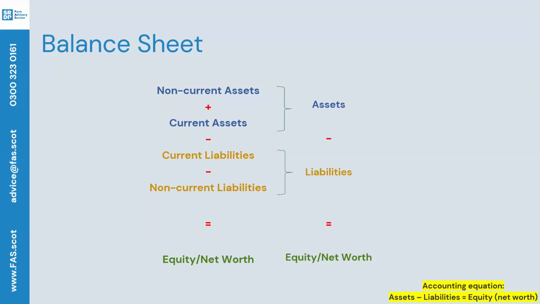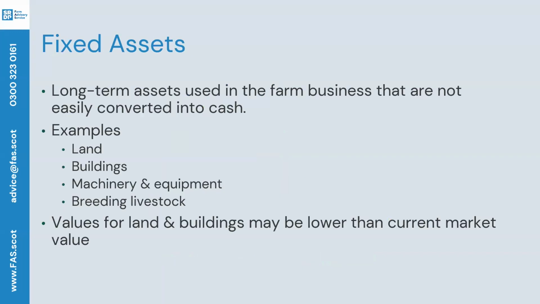So let's start with non-current assets. Quite often these are referred to as fixed assets. So these are long-term assets. They're not easily converted to cash. Your fixed assets is just your long-term assets of the business. So we've obviously got your land and buildings. That's a fixed asset. That's a long-term investment. We've got your plant and machinery. Sometimes we can consider breeding livestock as a fixed asset if you're using the herd basis.